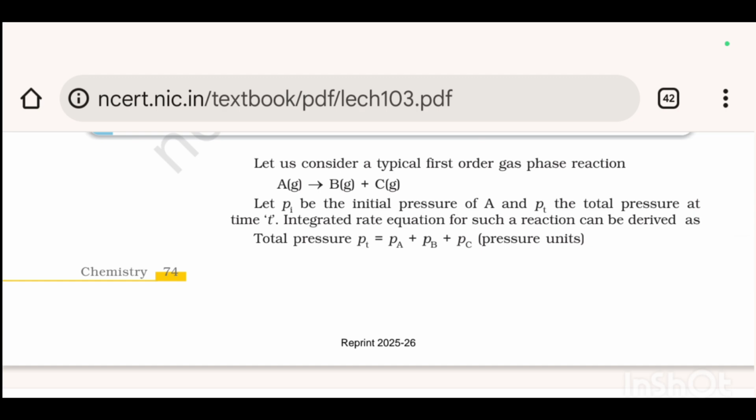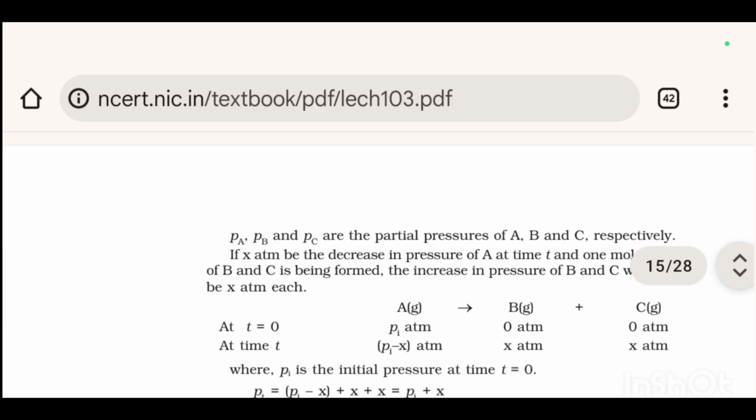Let us consider a typical first order gas phase reaction, A gives B plus C. Let Pi be the initial pressure of A and Pt be the total pressure at time t. The integrated rate equation for such a reaction can be derived as total pressure Pt equals Pa plus Pb plus Pc pressure units. Pa, Pb and Pc are the partial pressures of A, B and C respectively. If x atm is the decrease in pressure of A at time t and 1 mole each of B and C is formed, the increase in pressure of B and C will also be x atm each.